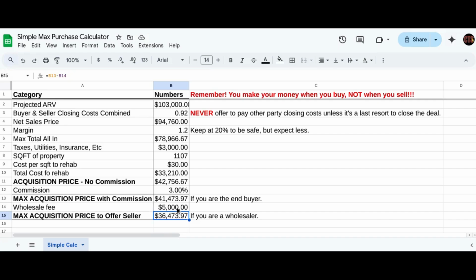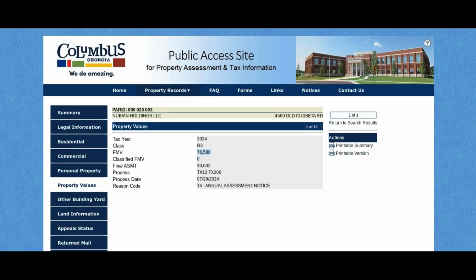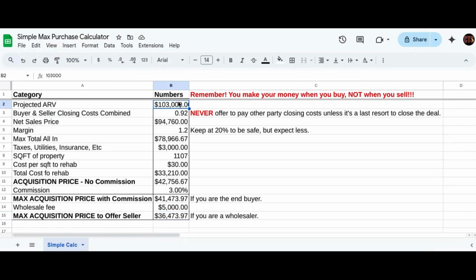So let's run the numbers from the lowest to the most expensive going forward on this. So this is 103. I don't think this is worth 103, but you never know. So the property appraiser has 76,580. This is super simple, right? All you're going to do is put in 76,580. Boom. See that difference?